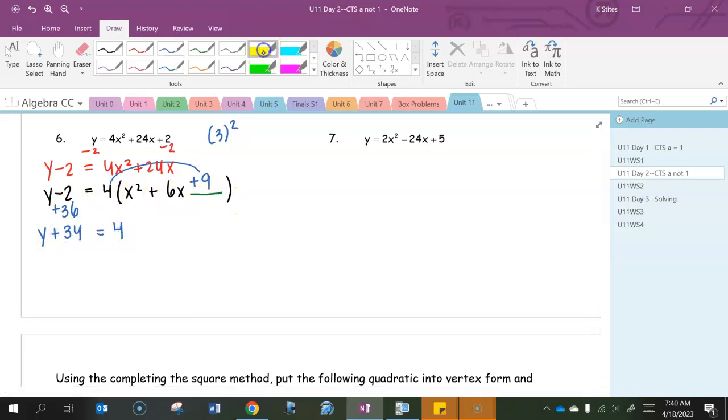And now we're going to factor. Multiplies to 9, adds to 6. That was this 3. And final step, subtract your 34 back over.